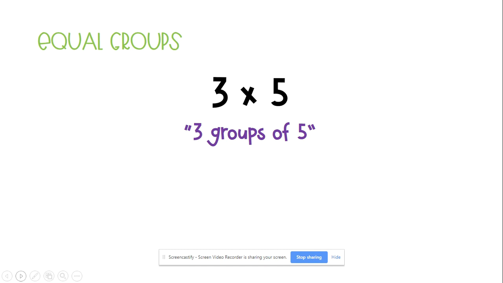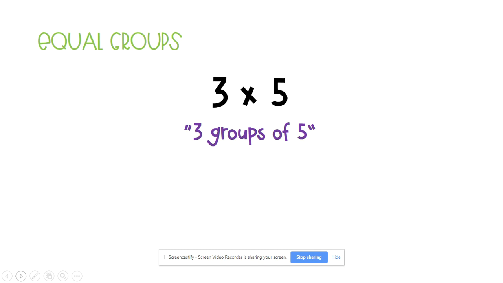So with equal groups, the factors in the equations have a very important meaning and they have to be in the correct order. So 3 times 5. When we're drawing equal groups, that multiplication symbol stands for "groups of." So another way that kids can read that math equation is saying 3 groups of 5.